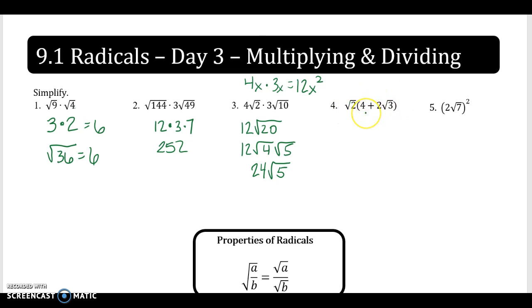Okay, this one is distributing, works basically the same way. So square root of 2 times 4 is 4 times the square root of 2 plus this 2, okay, you can think of this as there being a 1 out in front of that. So 1 times 2 is 2. The square root of 2 times the square root of 3 is the square root of 6. These are not like square roots, so on this one we will just stop right there, because neither one of these has a perfect square root factor. So this would be similar to 4x plus 2y. We're just finished. You cannot combine those.